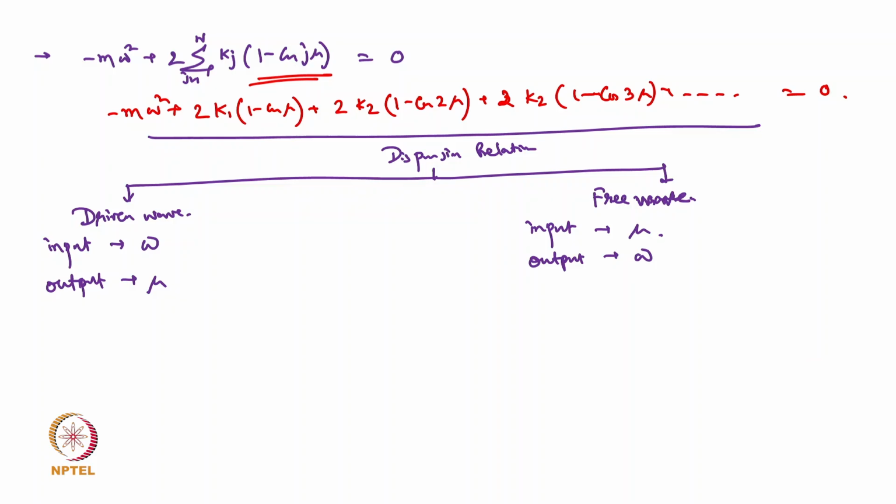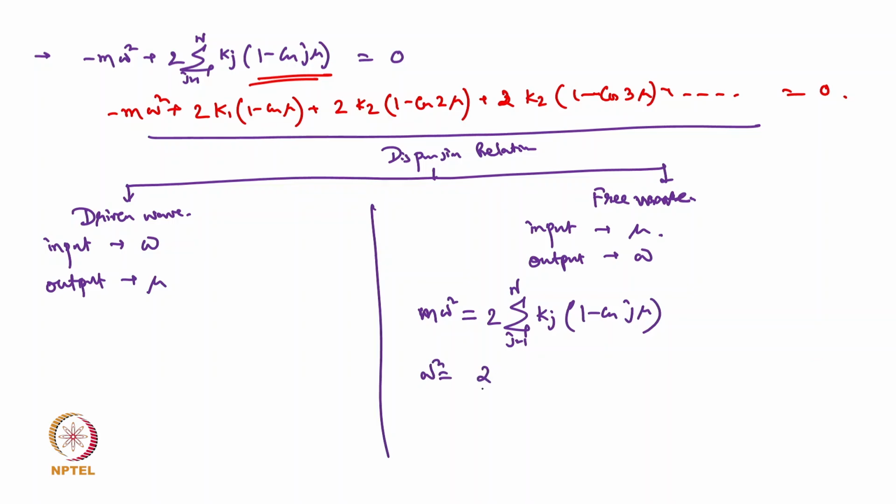Now tell me which one is easier from here? Driven wave or free wave? I think a very clear-cut thought, that is the free wave. Why? Because input is mu. So what basically are we solving? If I solve it as a free wave, I am basically solving m omega square should be equal to 2 times kj into 1 minus cos j mu, j equal to 1 to n. So omega square equal to 2 by m summation of j equal to 1 to n kj into 1 minus cos j mu. Done. That's a very simple way how we can get it.